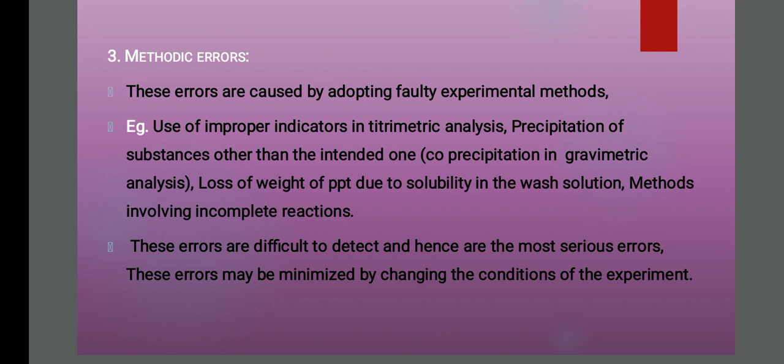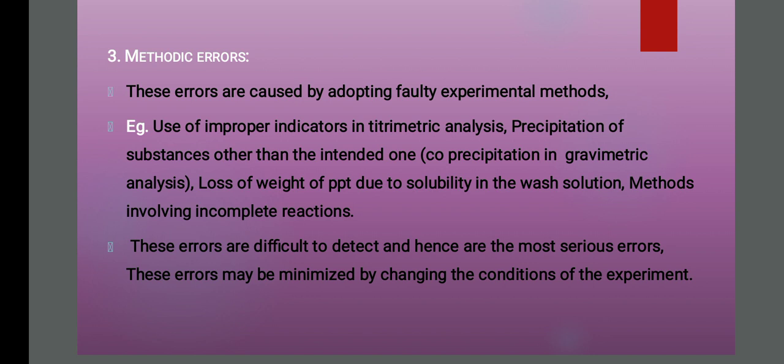This error is called methodic error. To avoid this methodic error, you have to follow proper conditions while doing the experiment. It is a very serious error, and to minimize it you have to take care while doing the experiment. This can be avoided only by doing the experiment properly. So this error we call methodic error.